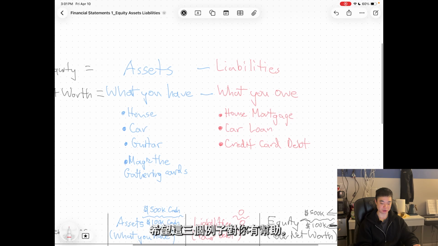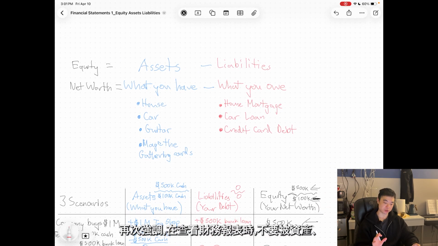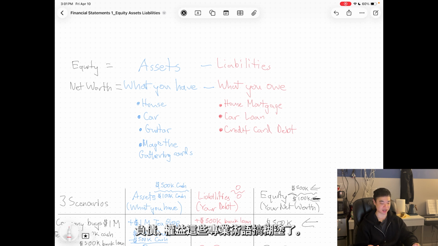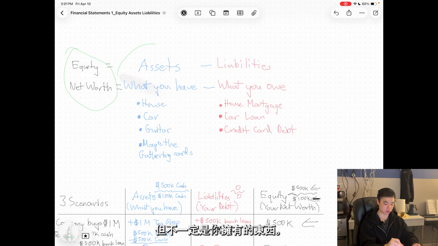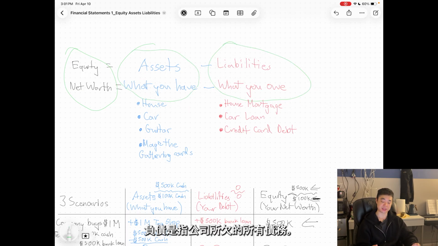Hope these three scenarios really helped you. And again, when you look at financial statements, don't get confused by the big words of assets, liabilities, equity. Think of it from this perspective: equity is your net worth, assets are what you have, but not necessarily what you own, and liabilities are all the debts, what the company owes, similarly what you owe. So assets minus liabilities is equity. Equity is the key thing here. A higher amount of equity proportional to liabilities usually is a good thing.